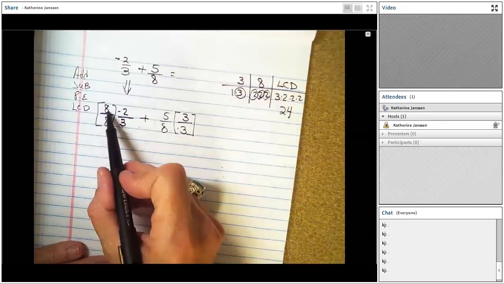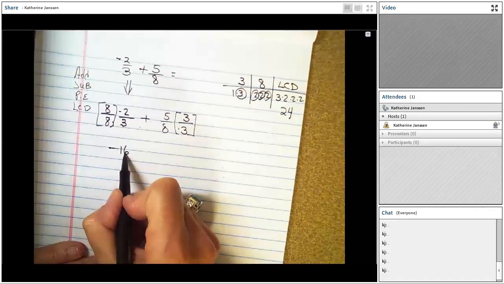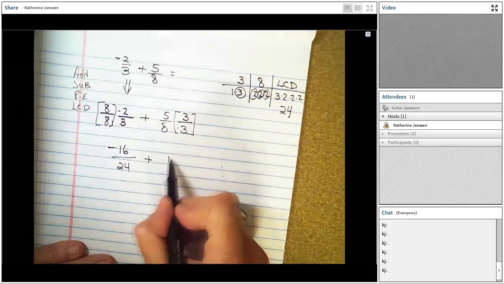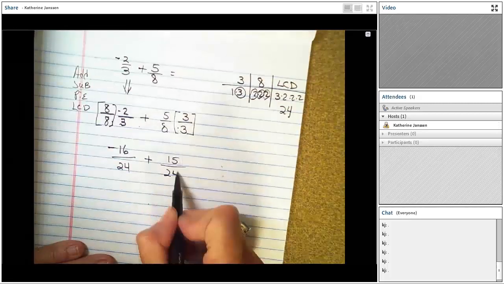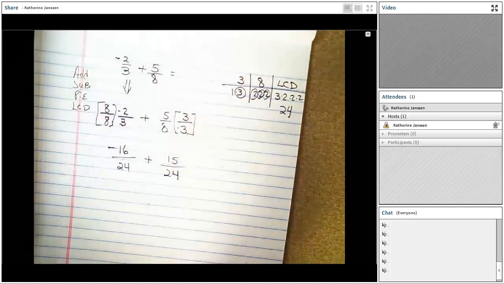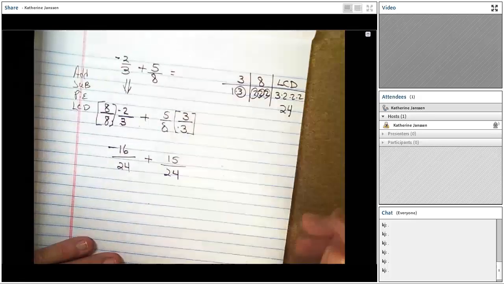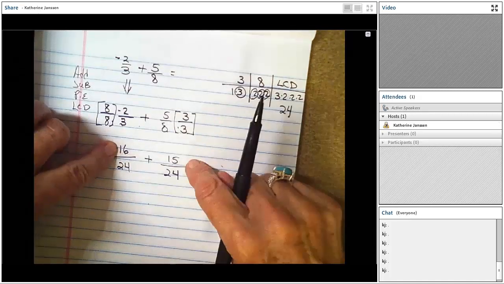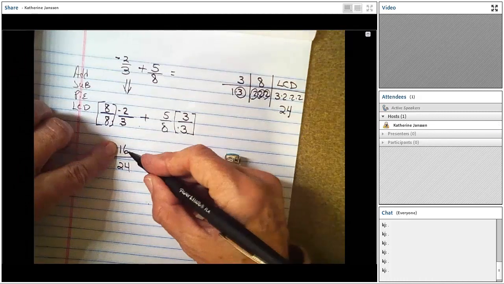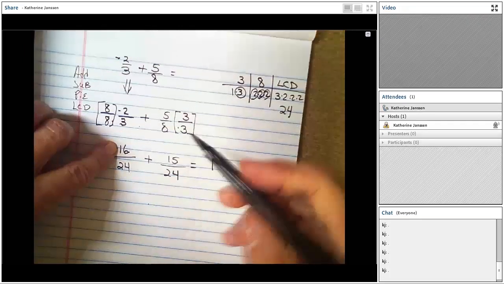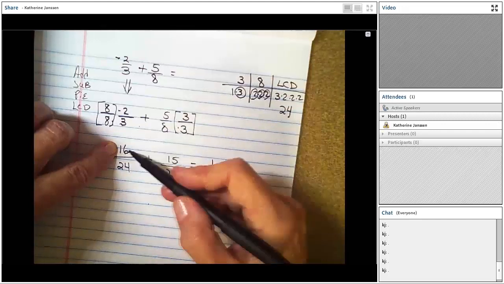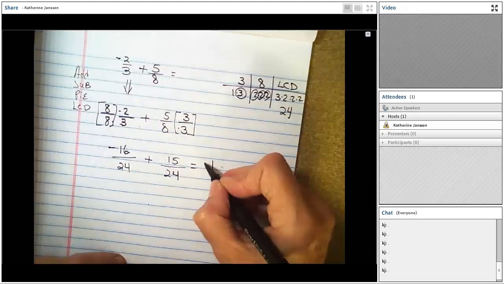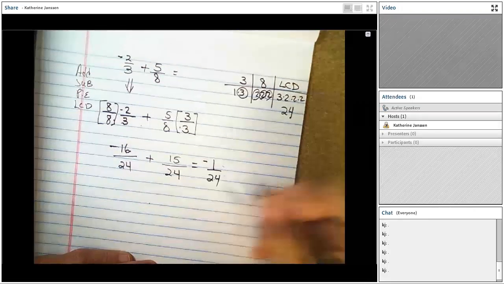8 times a negative 2 will be a negative 16 over 8 times 3 is 24, plus 5 times 3 is 15, and 8 times 3 is 24. So now I need to take the absolute value of each. So I'm just going to remove the sign. Absolute value removes the sign, and subtract the smaller from the larger, which is 1. And I keep the sign of the larger absolute value, which in this case is negative. So my answer is negative 1/24.